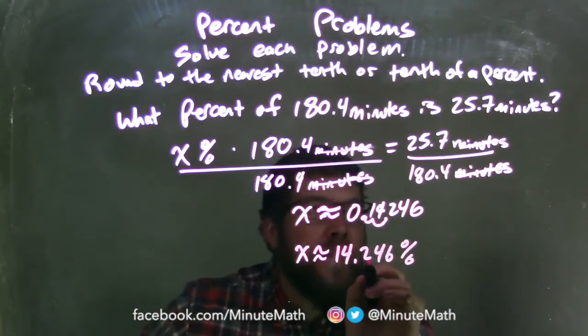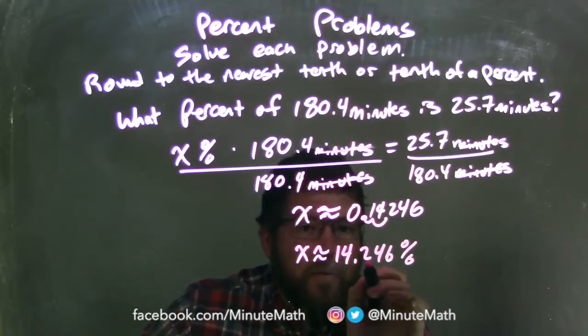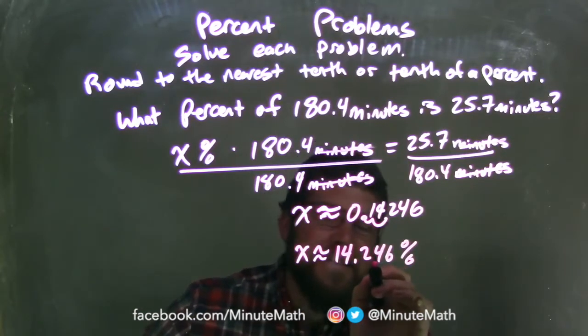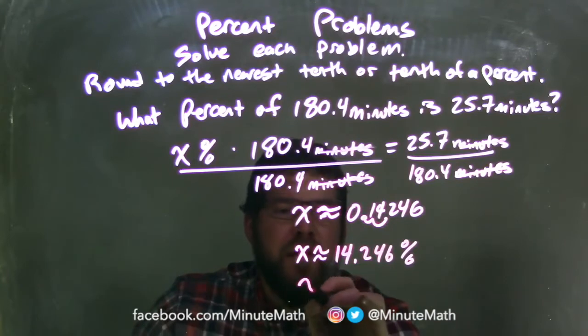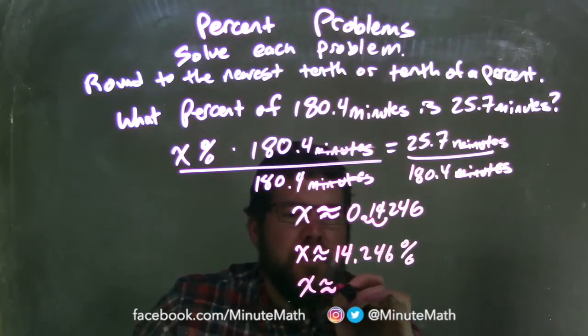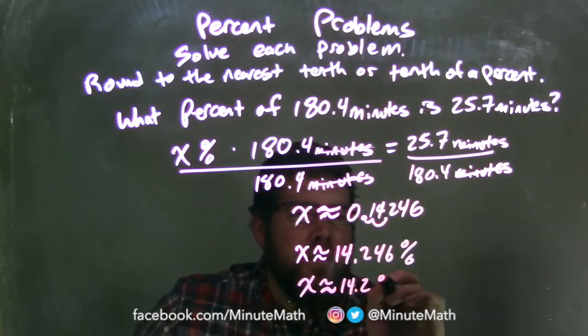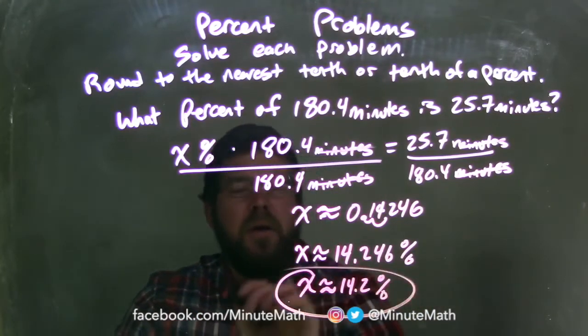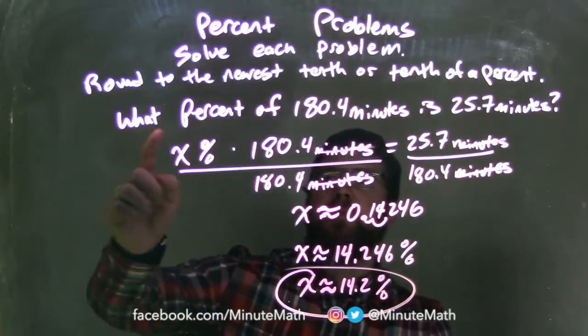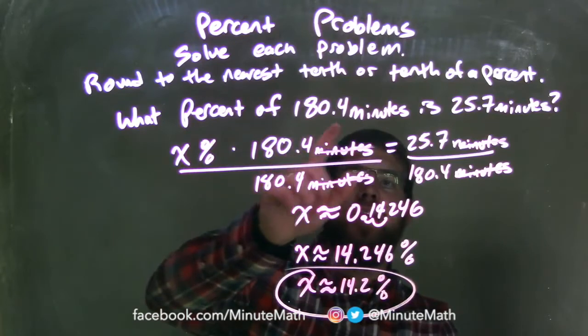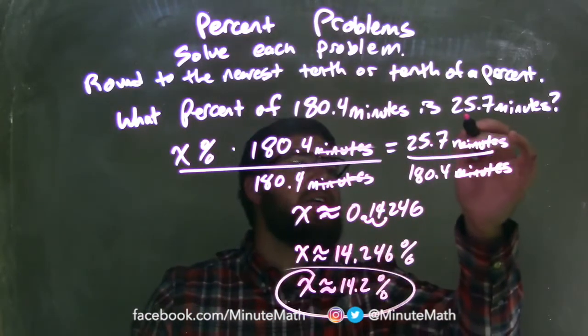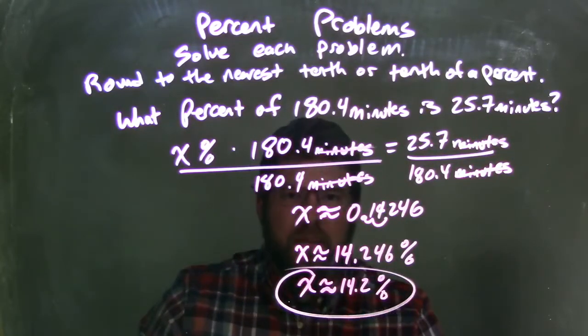Then from there, I need to round to the nearest tenth. So look at the 2 and the 4. The 4 causes the 2 to stay where it is, doesn't change. And so my final answer is X is approximately 14.2%. So that answers the question. 14.2% of 180.4 minutes is 25.7 minutes.